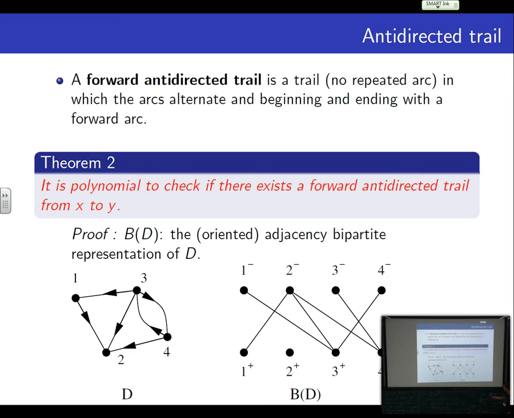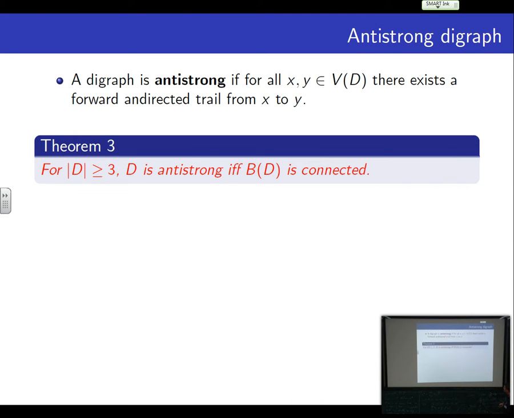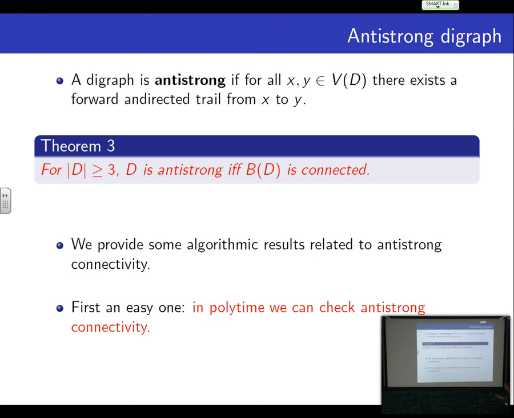So you can easily check for any two vertices X and Y whether there's an anti-directed path from X to Y, because that means there has to be a path from X plus to Y minus in this one here. So this is nothing deep, but very useful, it turns out. So now we call a digraph anti-strong if it has the property that for all pairs X, Y, there's an anti-directed trail from X to Y. And as we just saw, this is something we can check in polynomial time. And the graph is, in fact, anti-strong if and only if its bipartite representation is a connected graph. So we can check anti-strong connectivity in polynomial time.